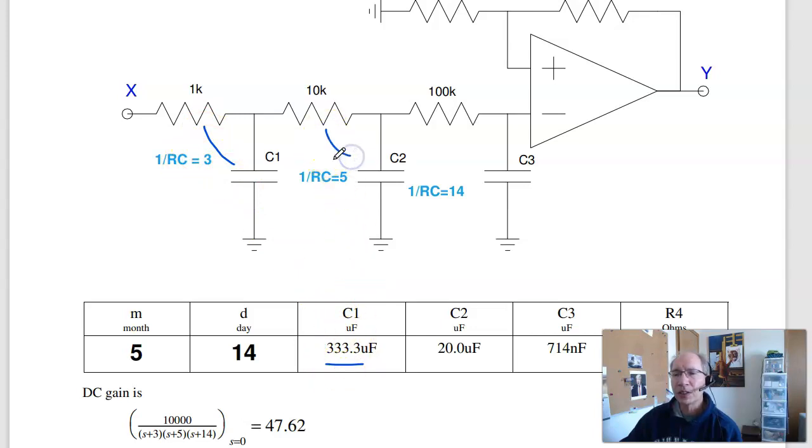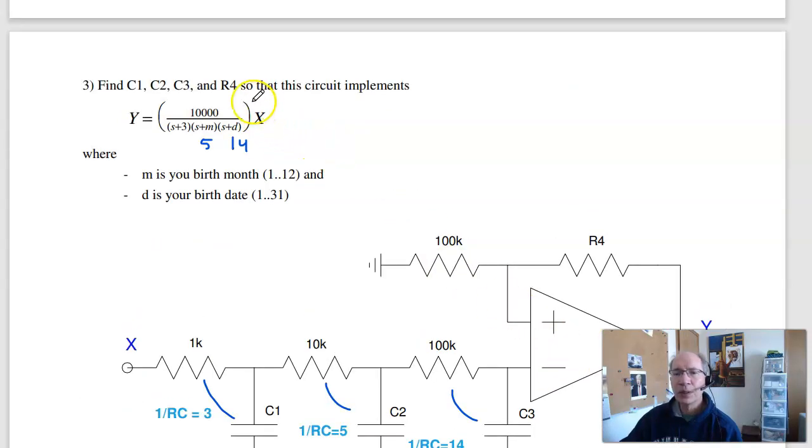One over RC is 5. R is 10K, solve for C. C is 20 microfarads. 1 over RC is 14, so C is 7.14 nanofarads.